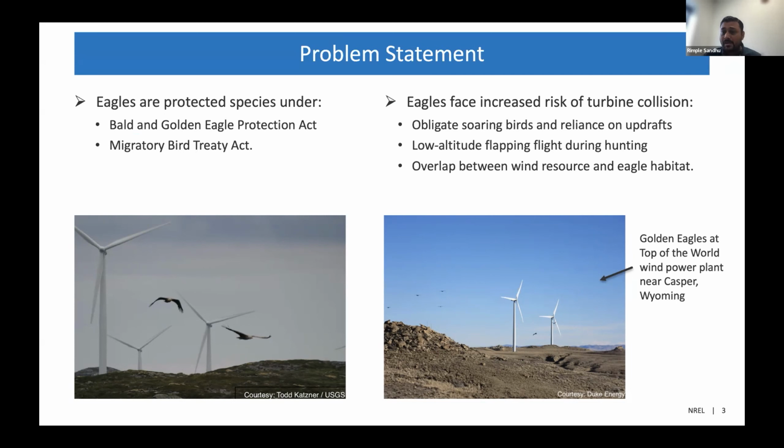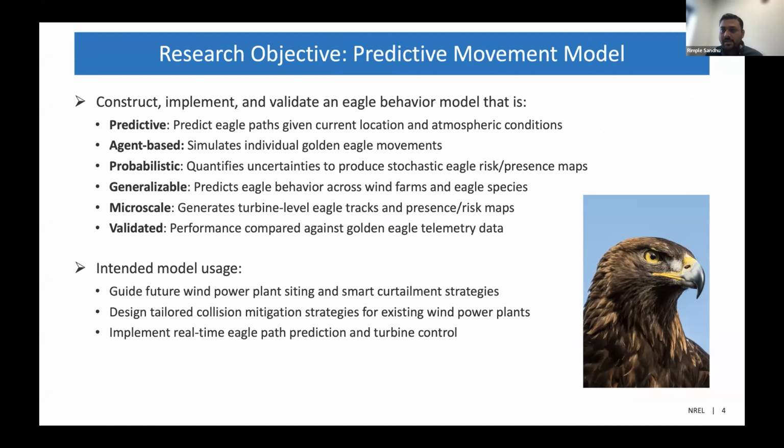So we want to be able to predict movements such as these so that we can then design ways to mitigate the risk to golden eagles from turbine collisions. So the goal of this work was to construct a predictive movement model that, if you give it a starting location of a golden eagle and current wind conditions, will be able to simulate the path of an individual eagle. We want the model to be predictive, so we want to be able to predict conditions that we may not have seen before.